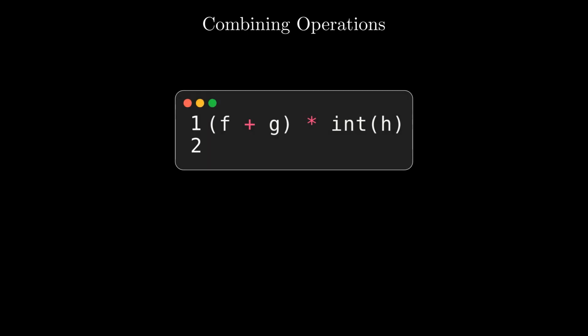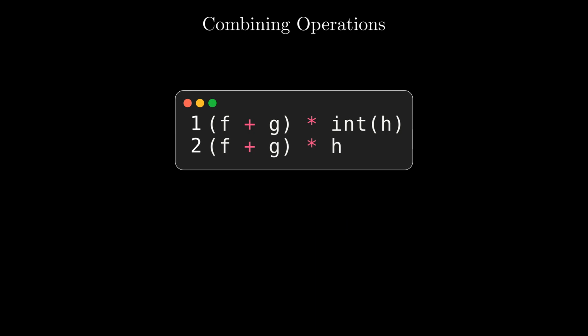This conversion lets you combine everything. Take f plus g in parentheses, times int of h. The parentheses evaluate first: f plus g gives "a b". Then int of h gives the integer 3. Multiply and you get "a b" repeated 3 times: a b, a b, a b.